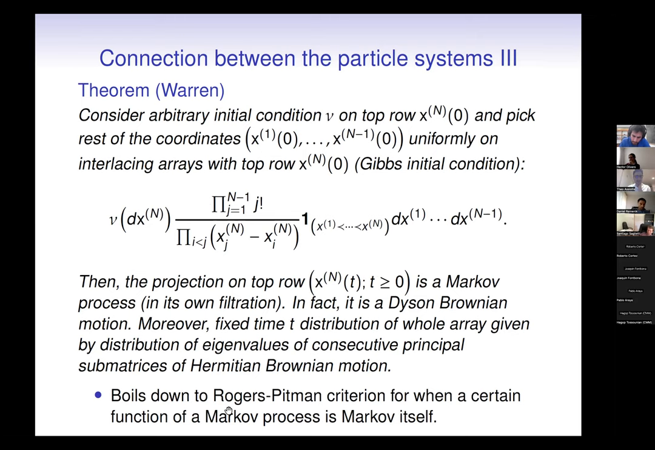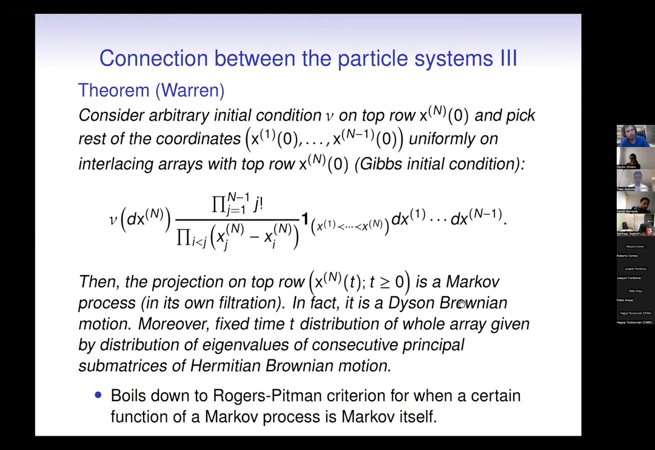And then this boils down to a criterion for when a function of a Markov process is Markov itself. So here we have a Markov process: initially you have these Brownian motions that interact with simple reflections. And then we want to project on the top row. So this is taking a function of this Markov process. And then the question is when is it actually a Markov process itself? And there's some criterion, which is very non-trivial to check. In general, it's very hard to say whether a function of a Markov process is Markov, but it does work in this case.